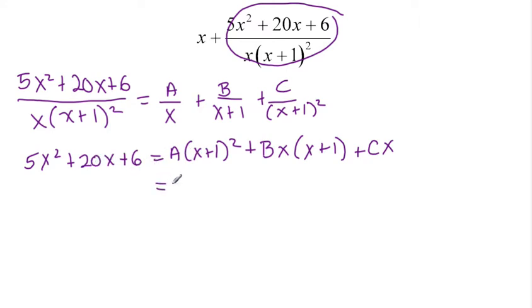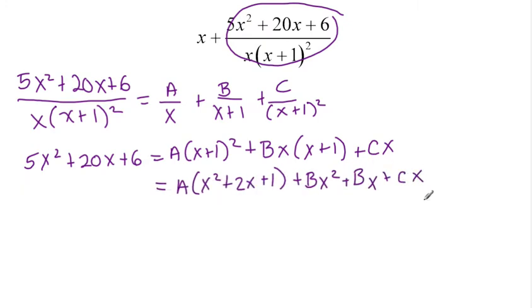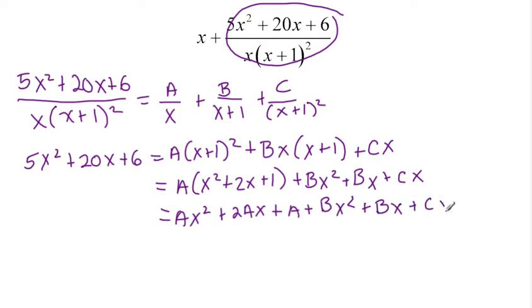So let's multiply it out. I'm going to get A times the quantity (x² + 2x + 1) + Bx² + Bx + Cx. And now I'm going to combine my like terms. Well, not quite yet. I'm going to distribute my A. So I have Ax² + 2Ax + A + Bx² + Bx + Cx. So now combine like terms. So how many x² do I have? I have A + B of them.